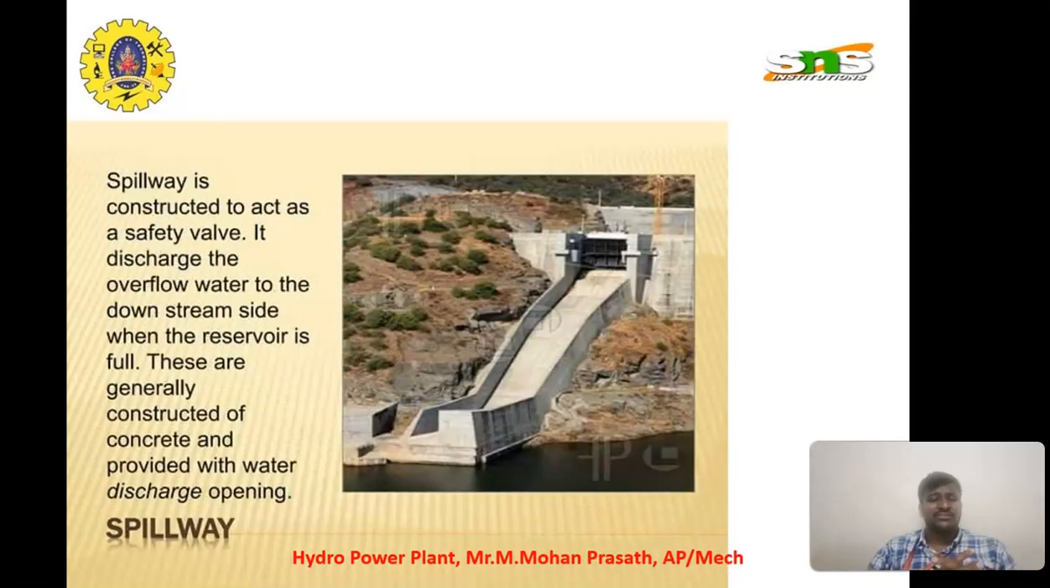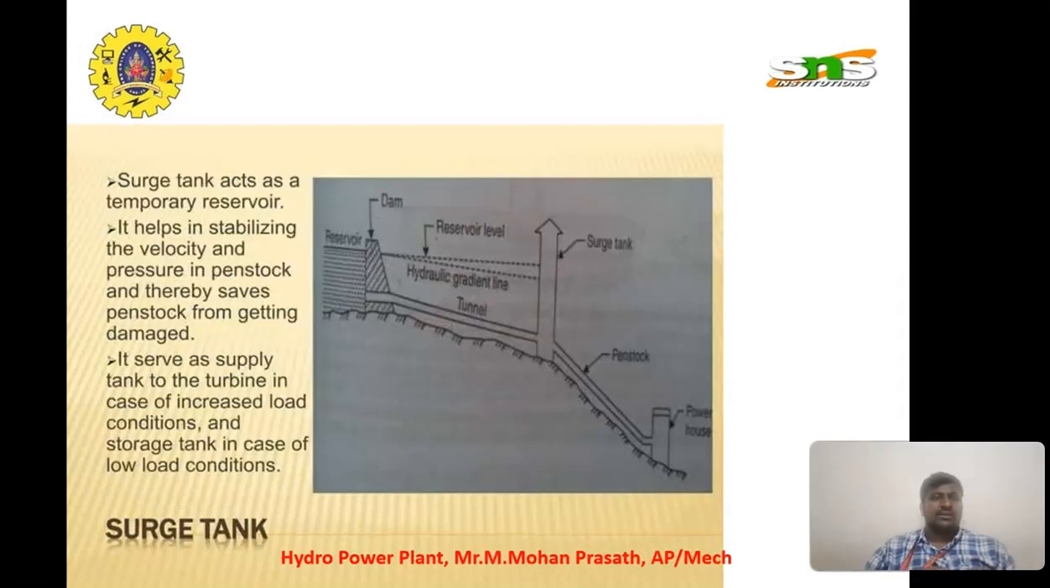Next, spillway. The spillway is considered a safety valve. It was mainly used to discharge the overflow of the water when the reservoir was full. Next, surge tank. The surge tank was used as a temporary reservoir. It was mainly used for stabilizing the velocity and the pressure in the penstock, and thereby saves the penstock from getting damaged.